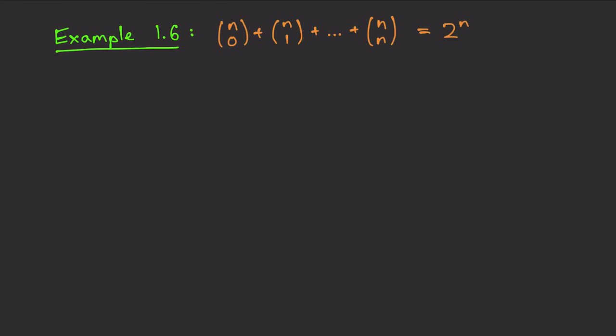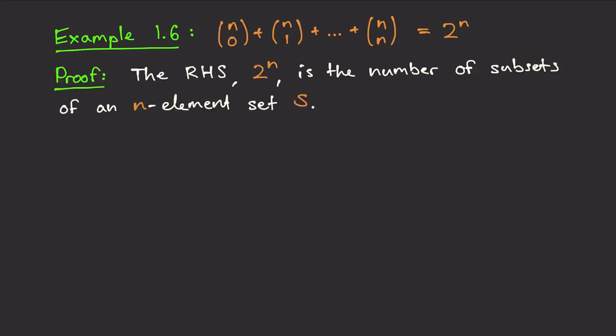The observation to make is that both the right-hand side and left-hand side of this formula are ways to count the number of subsets of an n-element set. For the right-hand side, this is just something that we saw last lecture, where we showed that the number of subsets of an n-element set is simply 2 to the n. For the left-hand side, we can think of it as a formula for the number of ways to choose a subset of S, where we divide up according to the size of the subset we're going to choose.